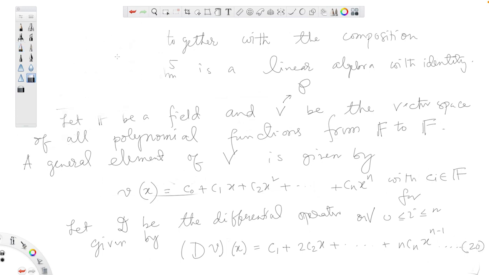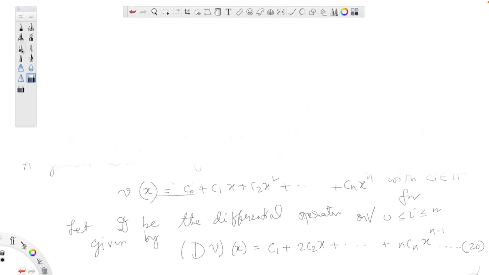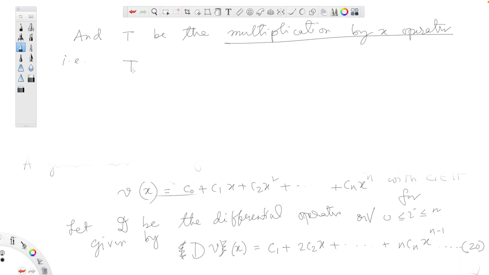And on the same vector space of the polynomial functions from F to itself, we have another operator, which is called the multiplication operator, which we denote by T. Let T be the multiplication by x operator. I think it's better to write it as in the lecture material. So the multiplication by x operator, that is Tv.